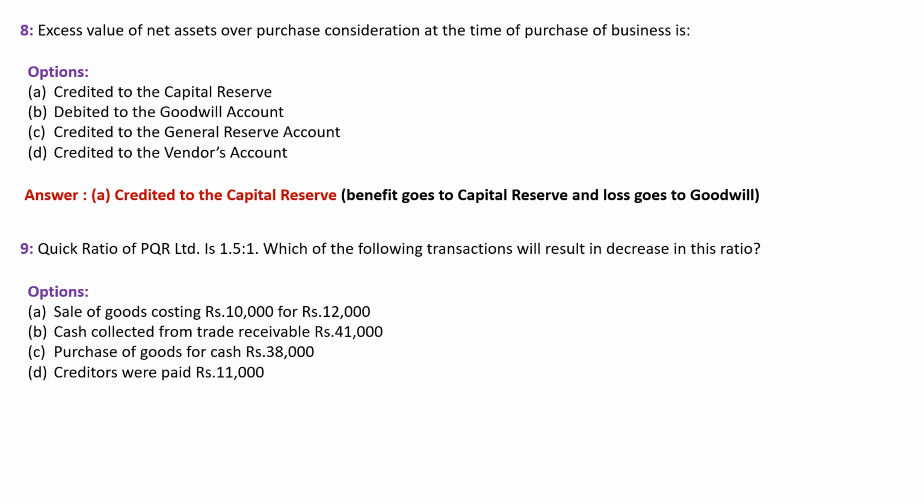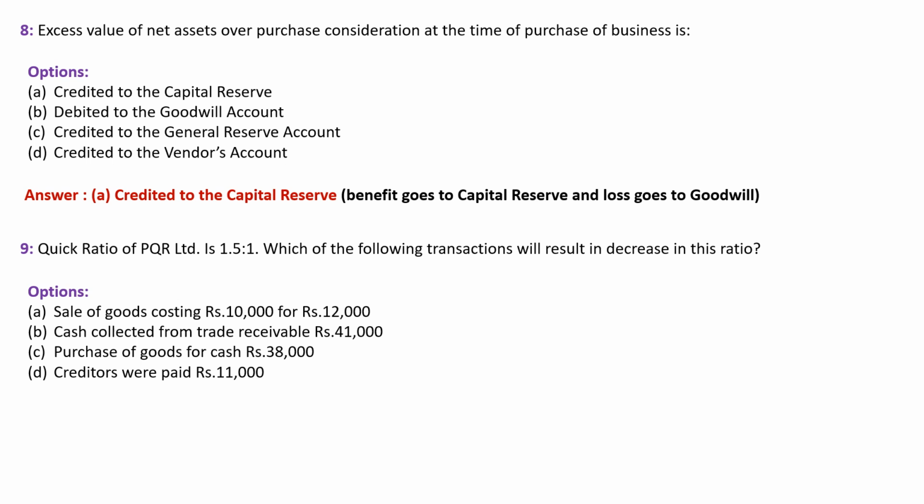Option A, sale of goods costing 10,000, right? In that case, what is happening? You will have revenue increase, right? But it doesn't give any benefit in the ratio. B, cash collected from trade receivable 41,000. In that case, it doesn't give any impact because it is the movement from current assets to current assets. Trade receivable was a current asset, cash is also a current asset. So no change in the ratio.